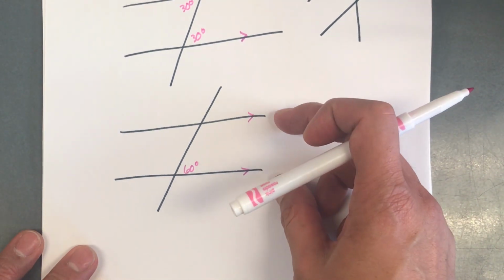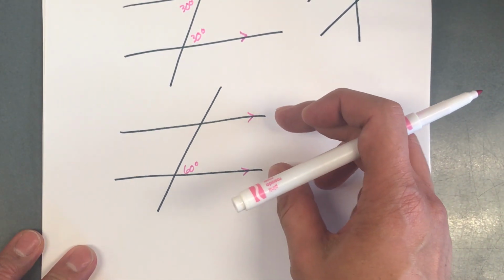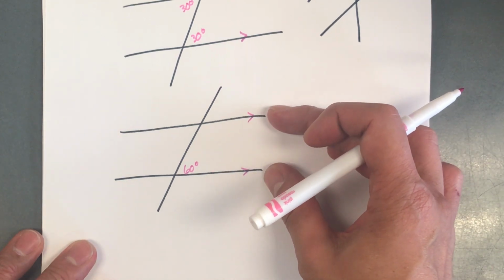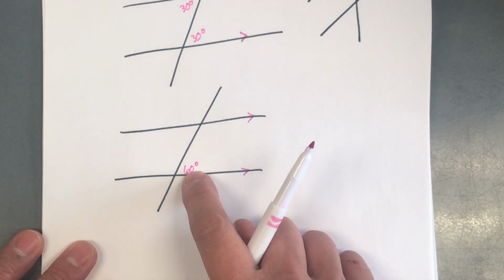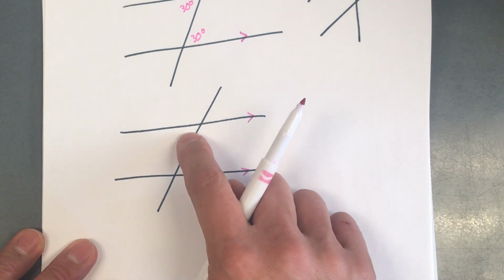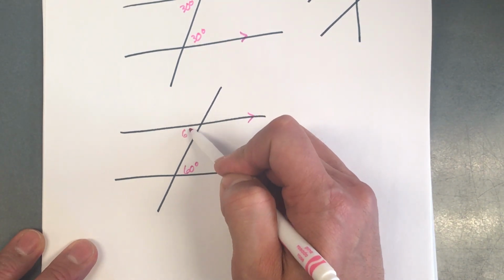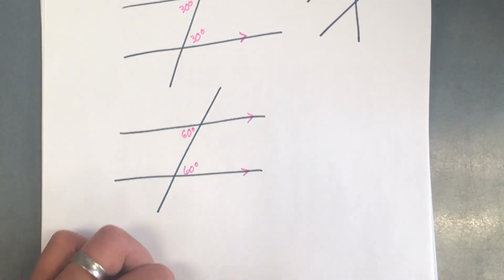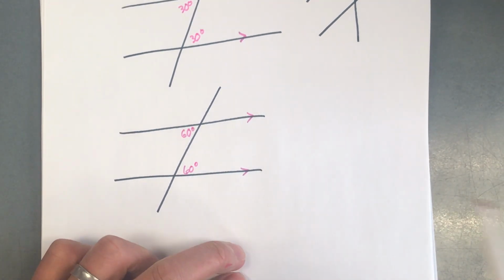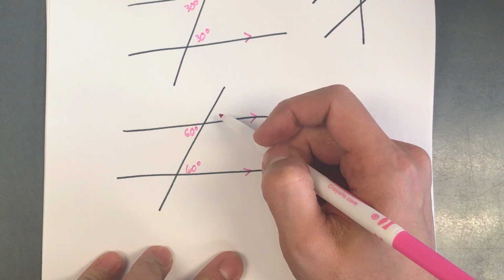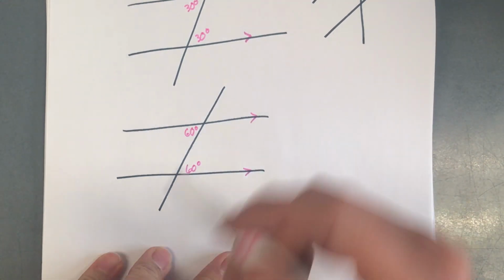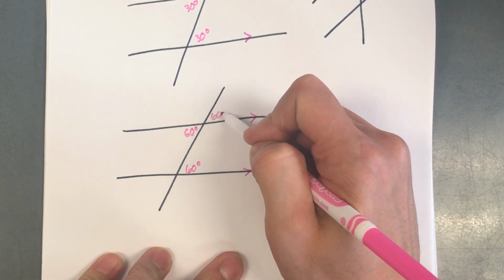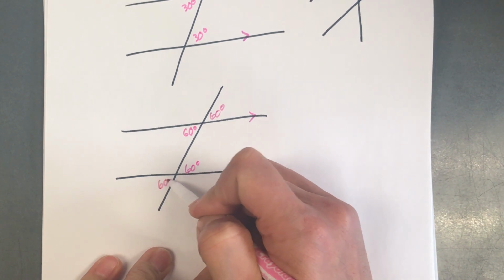Here, we're going to use the PAI theorem because we know that these two lines are parallel, and this guy is 60 degrees. Therefore, we can tell that this alternate interior angle will be exactly the same, which is 60 degrees. Now, if we use the vertical angles theorem, the combination of those two theorems, then we can tell that this is going to be 60 degrees, just like this one, right?